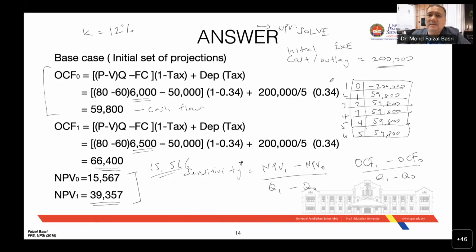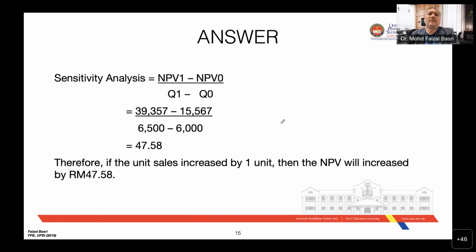Okay, so just now we didn't stop here, we stopped here. Based on these calculations, we subtract the NPVs and divide by the unit sales, and we have 47.58, or 47 ringgit and 58 cents. So what does it mean? We can conclude that for every 1 unit increase in sales, the NPV will increase by 47 ringgit 58 cents. So this is our conclusion from this sensitivity analysis.